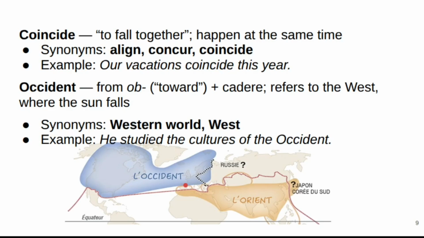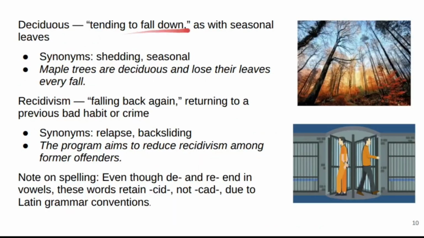Next, deciduous literally means tending to fall down, as in with leaves that drop each season. Synonyms include shedding or seasonal. Example: maple trees are deciduous and lose their leaves every fall.